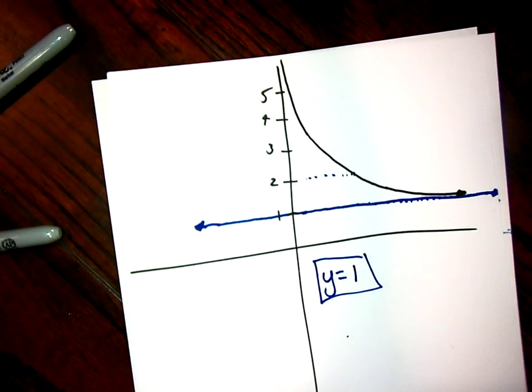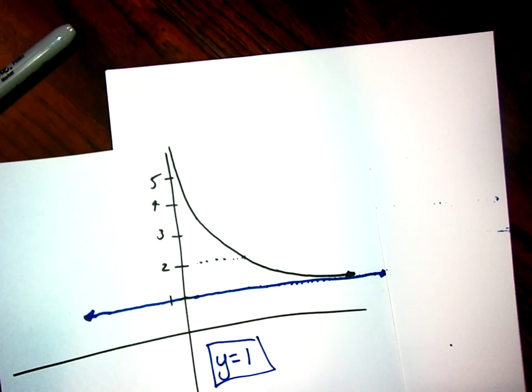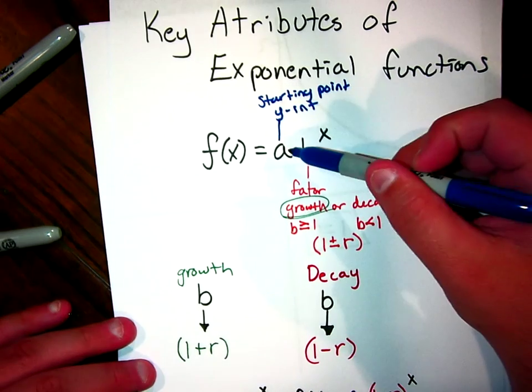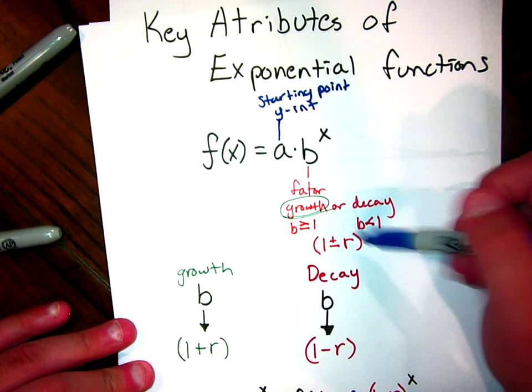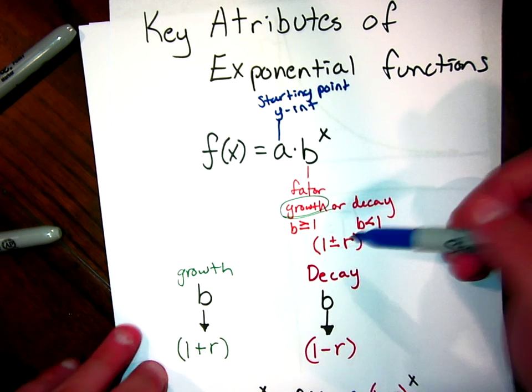So now you know about 3 different key attributes. You know about the starting value, the y-intercept, the factor or rate, and you know about the asymptote.